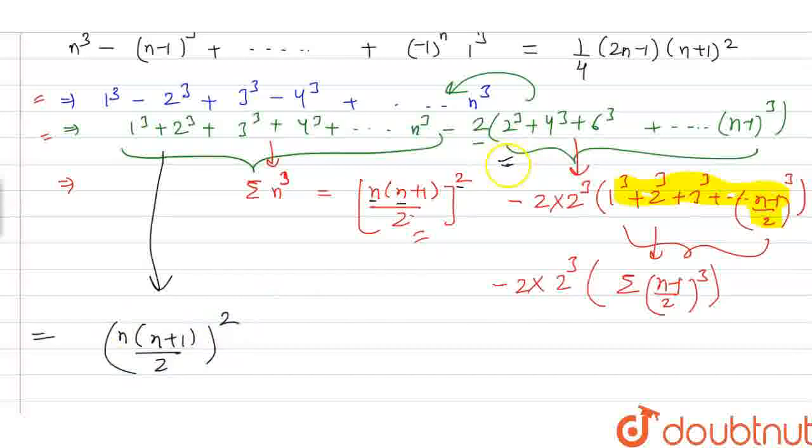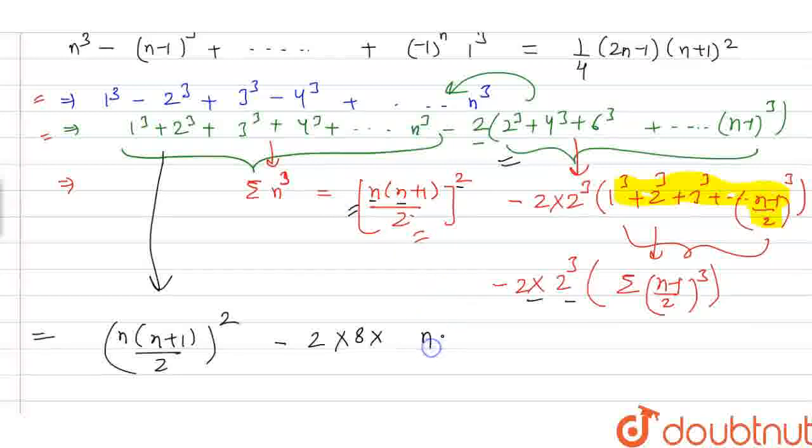Now let us switch on to this part. So this part is basically minus of 2 into 2 cube. So minus 2 into 2 cube is 8, into the summation of ((n minus 1) by 2) whole cube. So now we are going to put the value of n as (n minus 1) upon 2 in this formula.